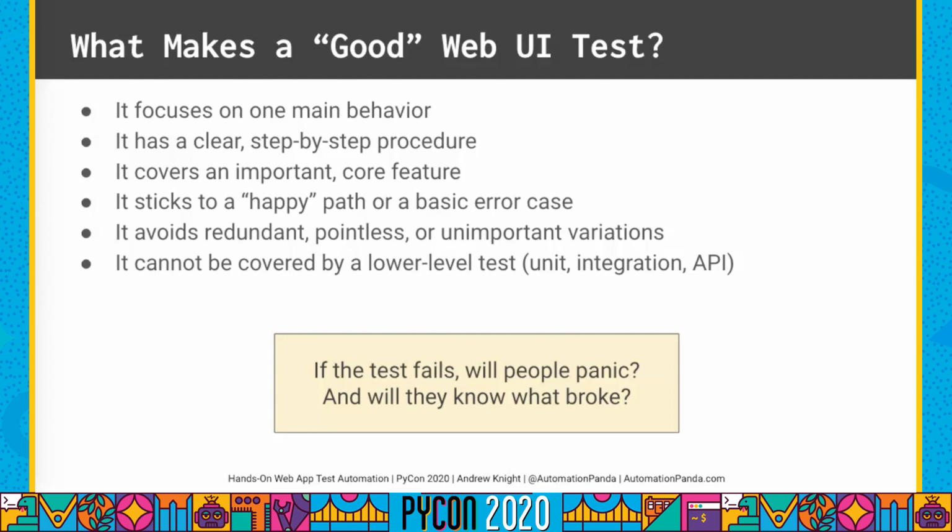We also want to make sure that we're not automating something at a web UI level that could be covered with a unit test or a service test or an integration test. If something could be handled at a lower level, meaning an easier test to write and run and a faster test to execute, we should be automating at those levels instead of at the higher level.